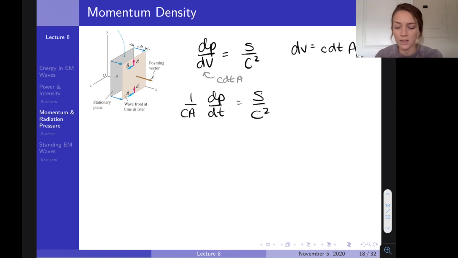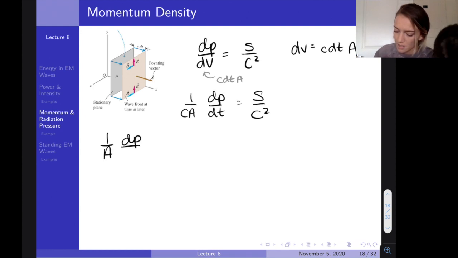So now we have the rate momentum's changing with respect to time. So let's cancel out c. We have a c on each side, so we have 1 over A now. dp/dt is equal to S over c, so just a single c now.